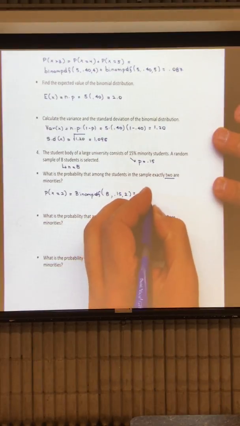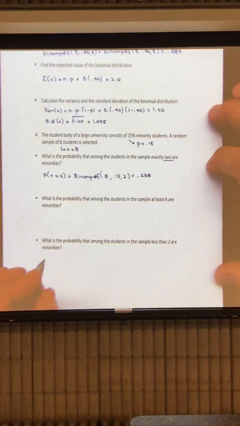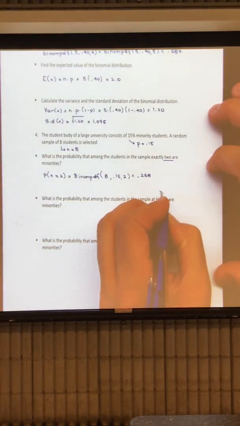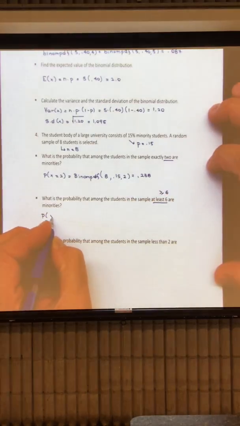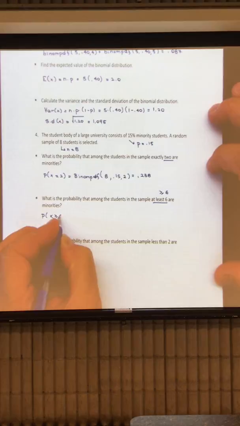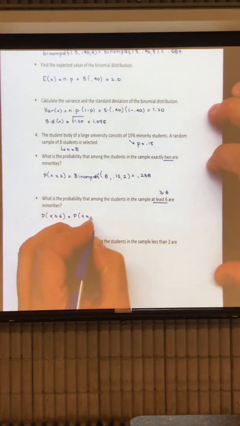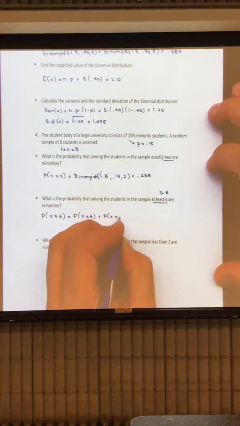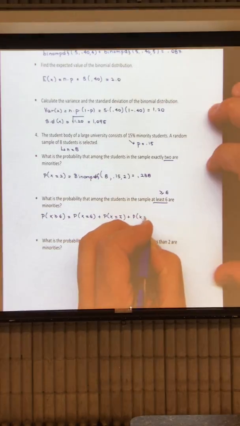What is the probability that the sample is going to contain at least 6. At least means greater or equal than 6. So you look for the probability x to be greater or equal than 6. That means probability x to be equal to 6 plus probability x to be equal to 7 plus probability x to be equal to 8.